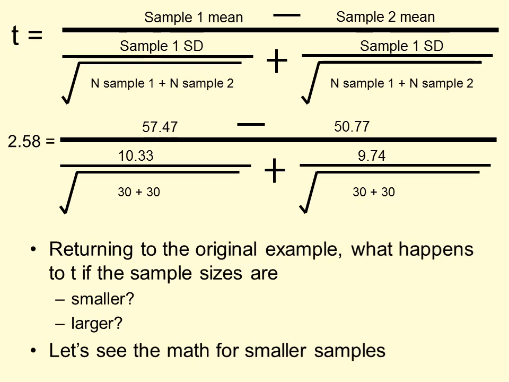Okay, let's go back to our original example. That's the numbers up here, and ask ourselves what happens when you vary the sample sizes. And we'll look at the maths for what happens if we keep everything else the same, that is, keep the variability the same, i.e. the standard deviations, and keep the effect of the independent variable the same, but reduce the sample sizes.